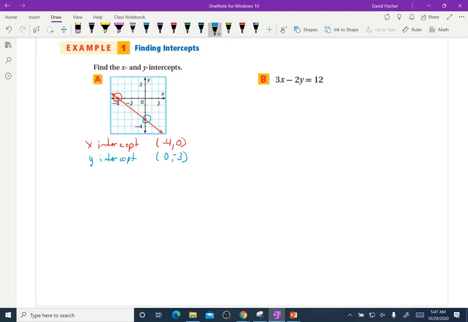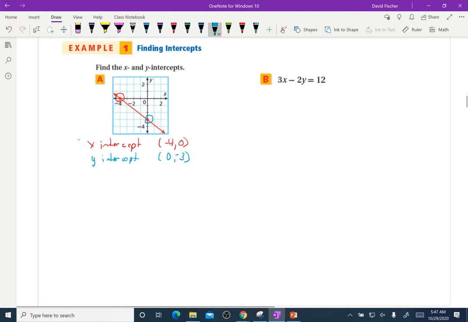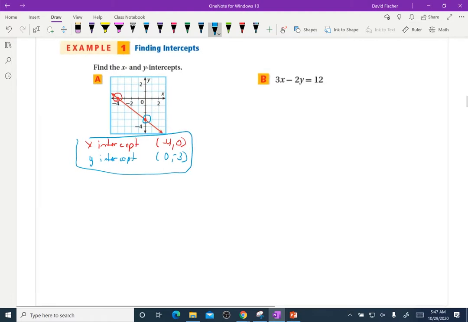A couple things are important. When you're doing your x-intercept, the number is in the x part, and the y is a 0. When we're doing the y-intercept, the number is in the y part of the coordinate, and the x is a 0. Also, coordinates always have parentheses and a comma in between. For some reason, kids get lazy at this point, and they'll just write something like -40 like this.